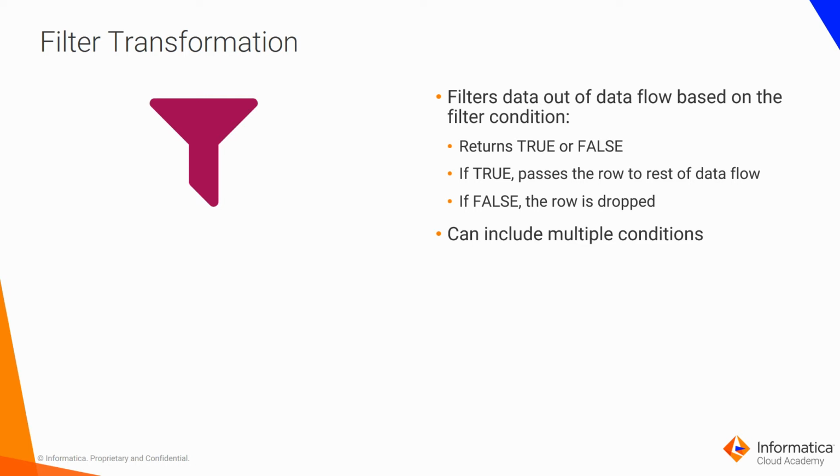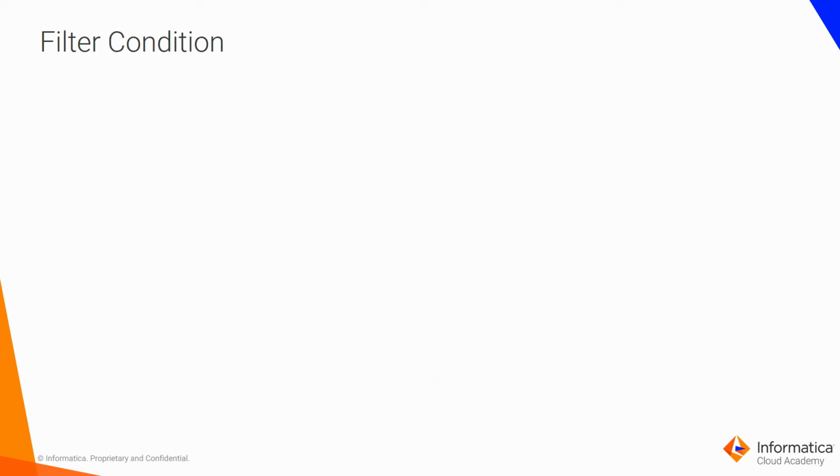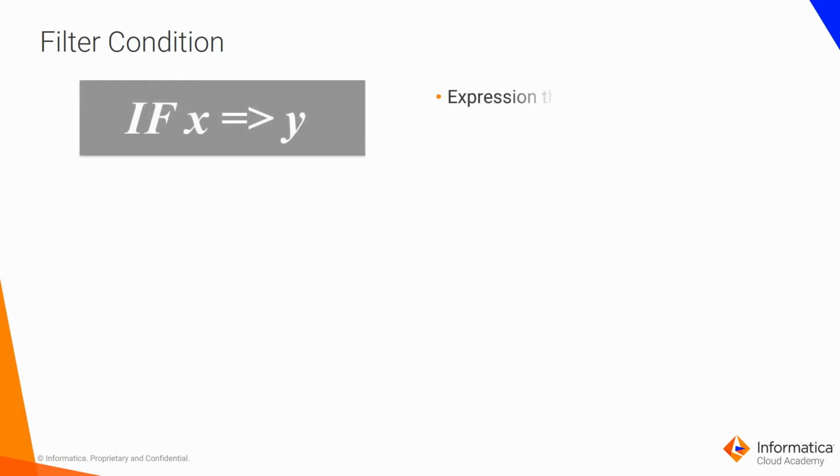A filter transformation does not need to be linked to from a single transformation. You can't have multiple transformations coming into a filter. For best performance, you should place the filter close to the mapping source or sources to remove unnecessary data from the data flow. As I mentioned before, a filter transformation can change the row count, and so it is an active transformation. For the filter condition, you are going to define an expression that returns true or false.